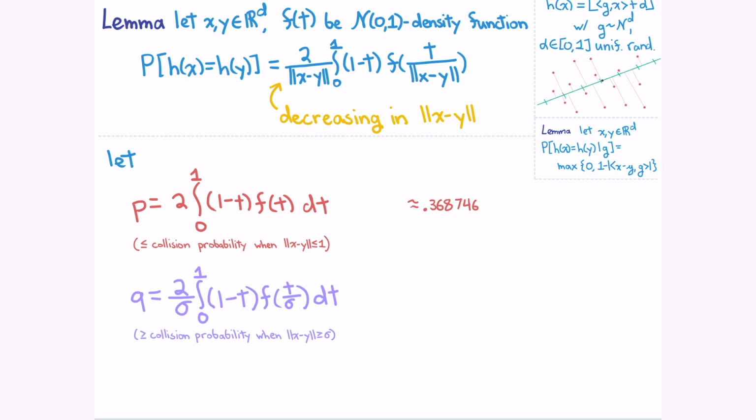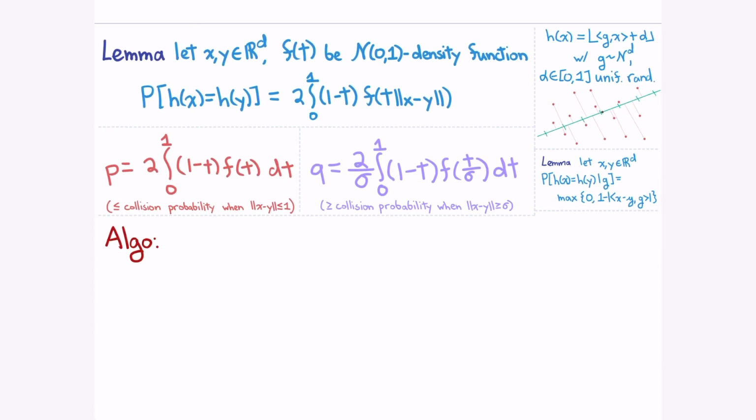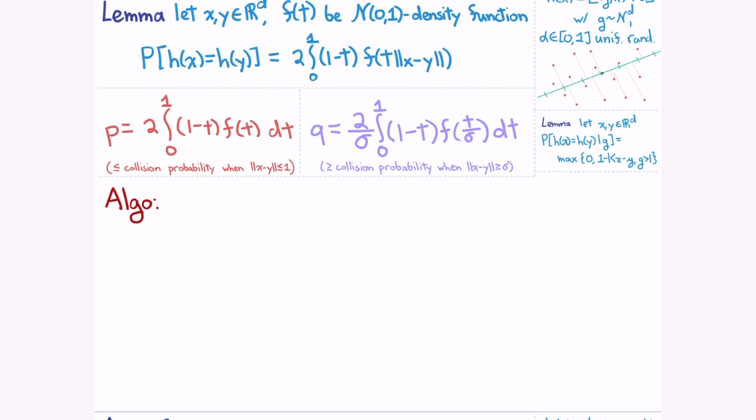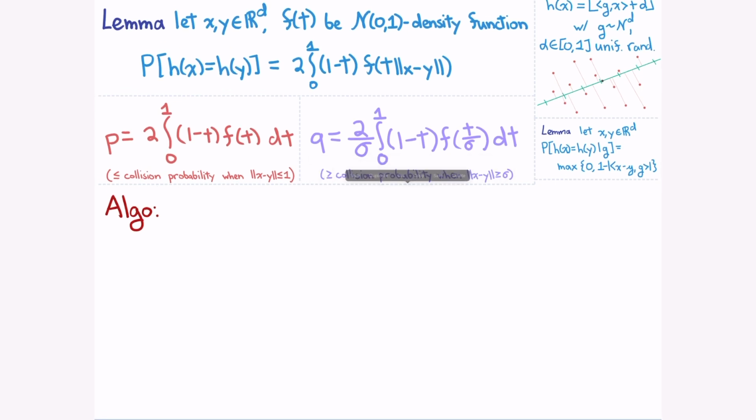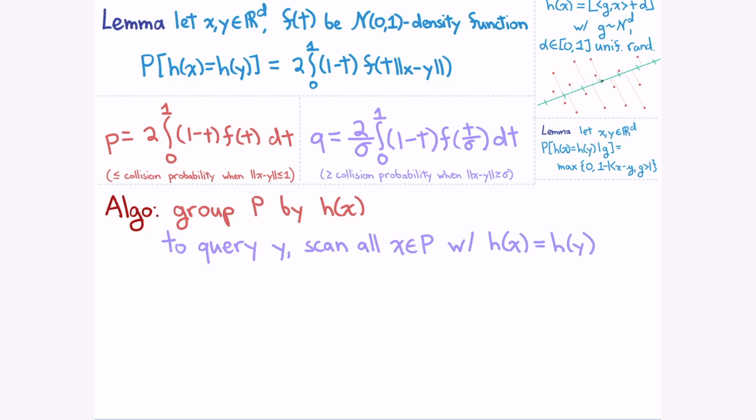Here's what the algorithm is going to be. We recapped this before, but in the pre-processing step, we're going to take all the points and hash them. We'll group all the points based on their locality-sensitive hash code. Then when I'm querying a point y, I'm going to hash y and check all the points with the same hash code. So a simple algorithm, just like before. And the question is, what is the performance?